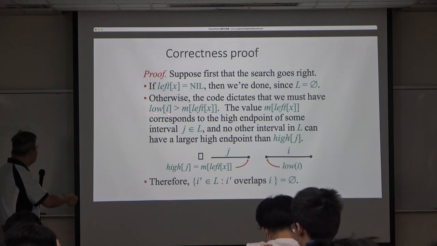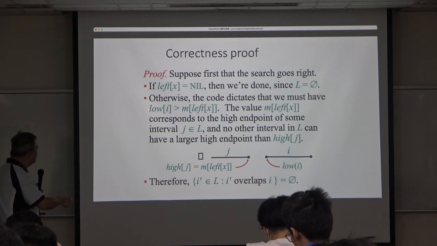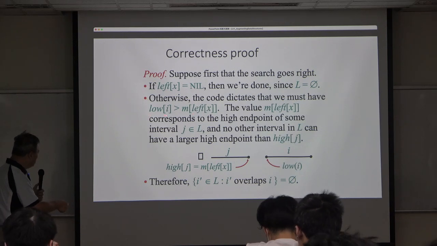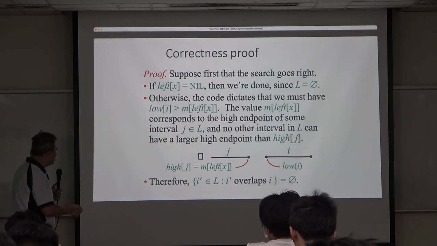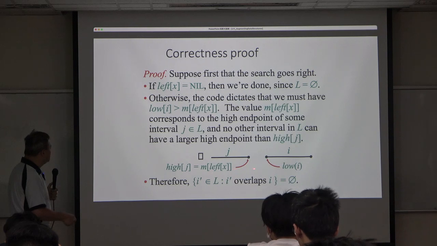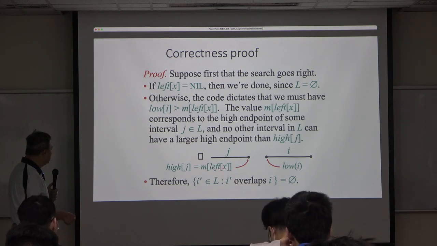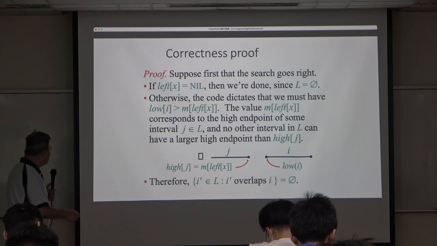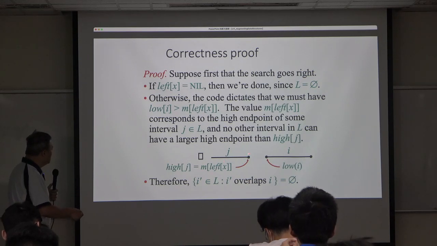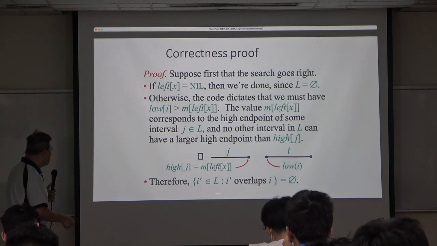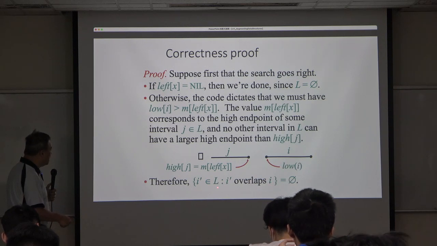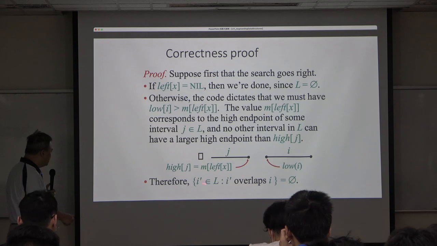So we know there's no way this query interval can overlap with any interval stored in the left subtree. Because if this is max[left[X]], then any interval stored in the left subtree ends here, but your query interval is here. So there's no overlap between the query interval and any interval in the set L.